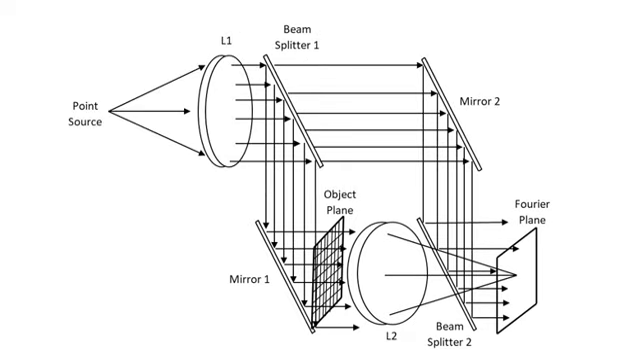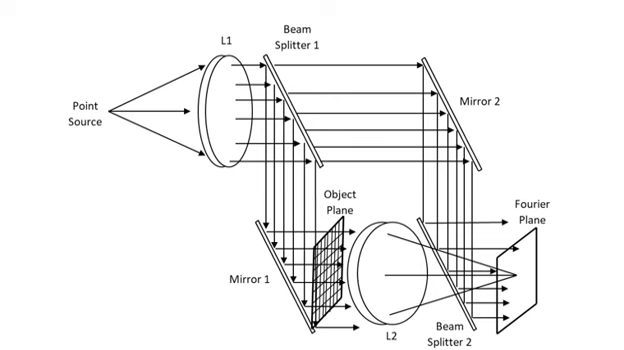Look, the point source is also located at the front focal plane of the lens L1. So L1 generates plane waves. The plane waves are incident on the beam splitter 1. A part of the plane wave moves towards the mirror M1, and the other part from the beam splitter moves towards the mirror M2. The beam from the mirror M2, which is also a plane wave, illuminates the object.